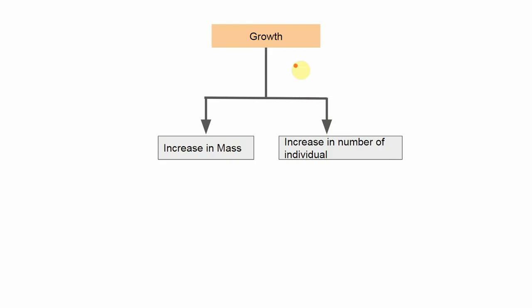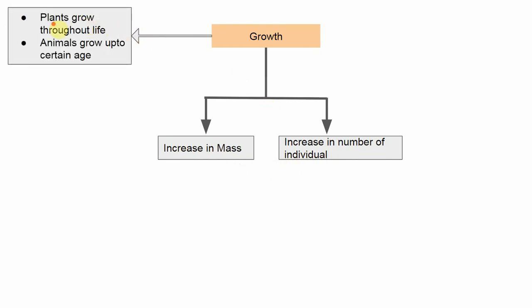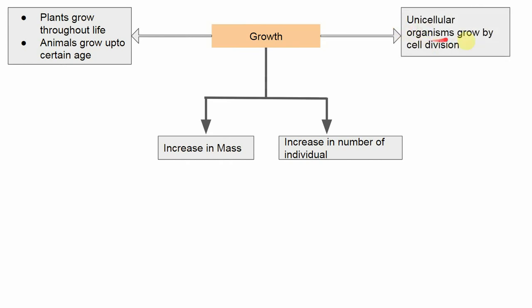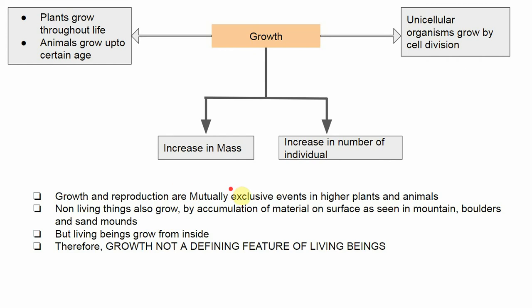Looking into the first one, that is growth. What is growth? It is an increase in mass, and another twin property is an increase in the number of individuals or an increase in cell number. Both are the twin properties of growth. In the case of multicellular organisms, such as plants and animals, plants grow throughout their life. On the other hand, animals grow only up to a certain age. In the case of unicellular organisms, they mainly grow by cell division. Now, growth and reproduction are mutually exclusive events in higher plants and animals. You don't see growth and reproduction being the same.